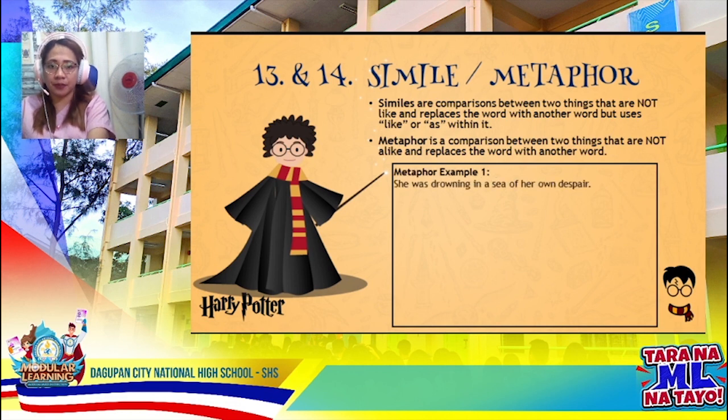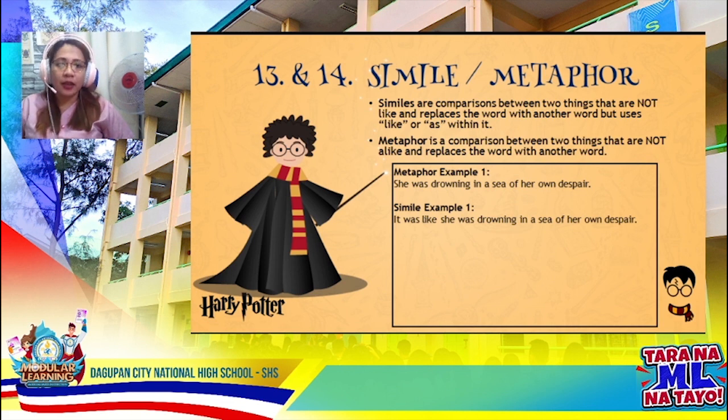For example, she was drowning in a sea of her own despair. This is a metaphor. Direct comparison. Simile: it was like she was drowning in a sea of her own despair. So looking at the difference of the two, okay, the first example does not use the word like. The second example uses the word like. So it's an example of a simile.